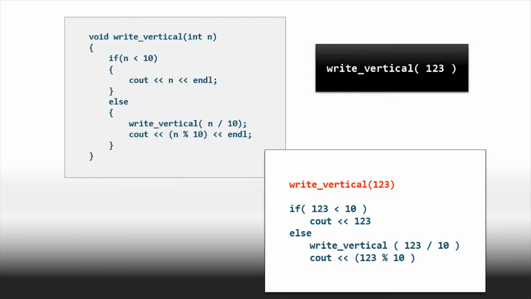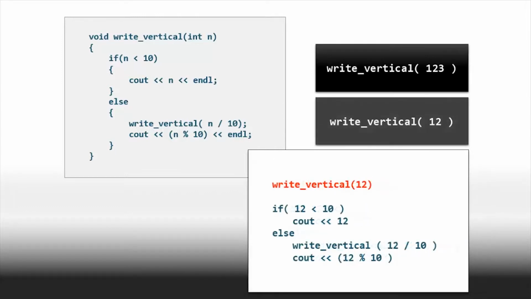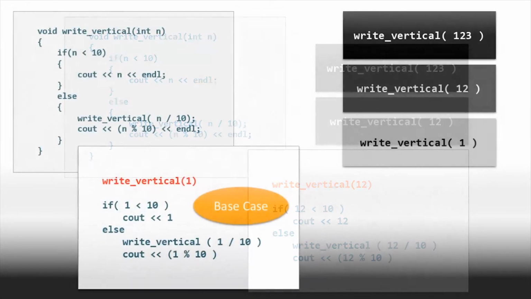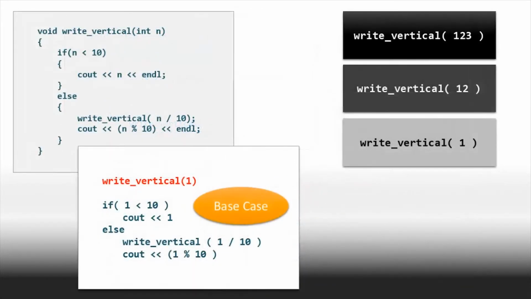So you see initially we pass 123. 123 is not less than 10. And so we call write vertical again with 123 divided by 10. That gives us our second call. We're actually going to call write vertical with the value of 12. 12 is not less than 10. We call write vertical with 12 divided by 10. And that is going to result in a third call to write vertical. Now we have reached the base case. So we went from 123 to 12 to 1.